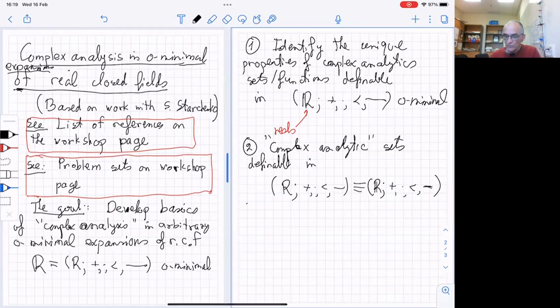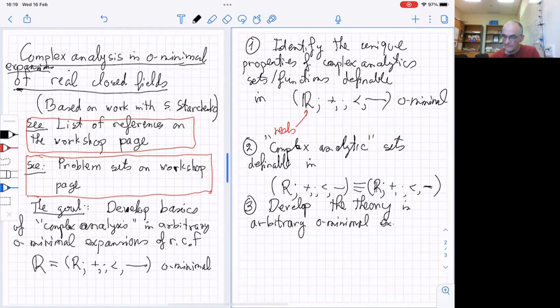But actually what we will do, after consultation with Patrick, is a more general approach. We will develop the theory without assuming that our structure is elementarily equivalent to a structure over the reals, in arbitrary o-minimal extensions of real closed fields.